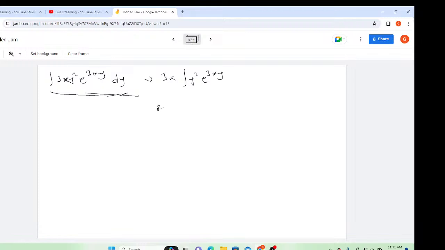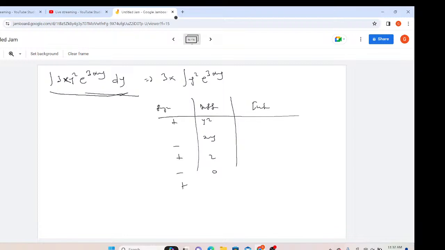So we'll choose our signs here, differential, and then our integral. Plus, minus, plus, minus, plus. What do we want to differentiate? We take a function that we can differentiate to 0: y squared, 2y, 2, 0. The function that we want to integrate is exponential 3xy.